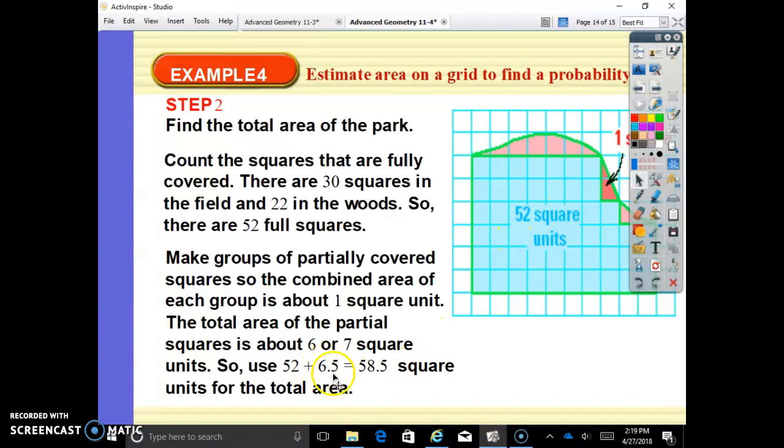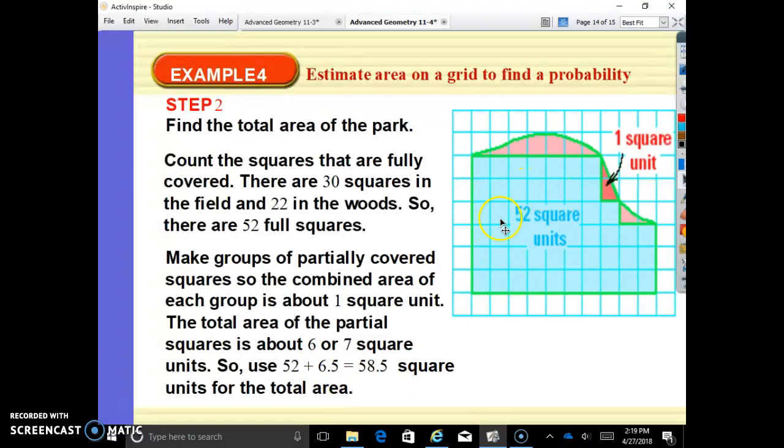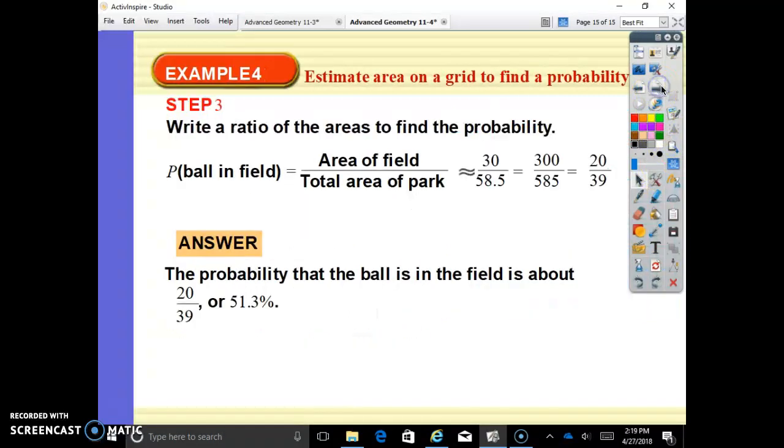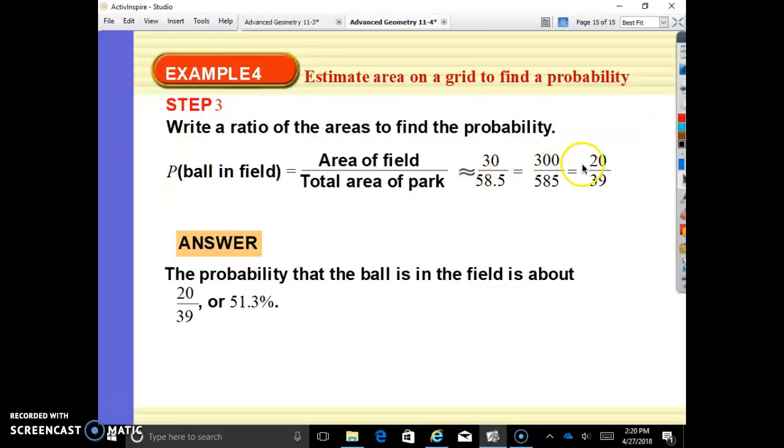So they got 52 squares plus these. They got 58.5 squares. So they did 30 out of 58.5. So they got 20 out of 39. They got 51.3. We got 51.7. It's never going to be exact, and that's okay. We both got very similar answers, and this is just an estimation, so it's completely valid. So they got 51.3, we got 51.7, and that's completely fine.